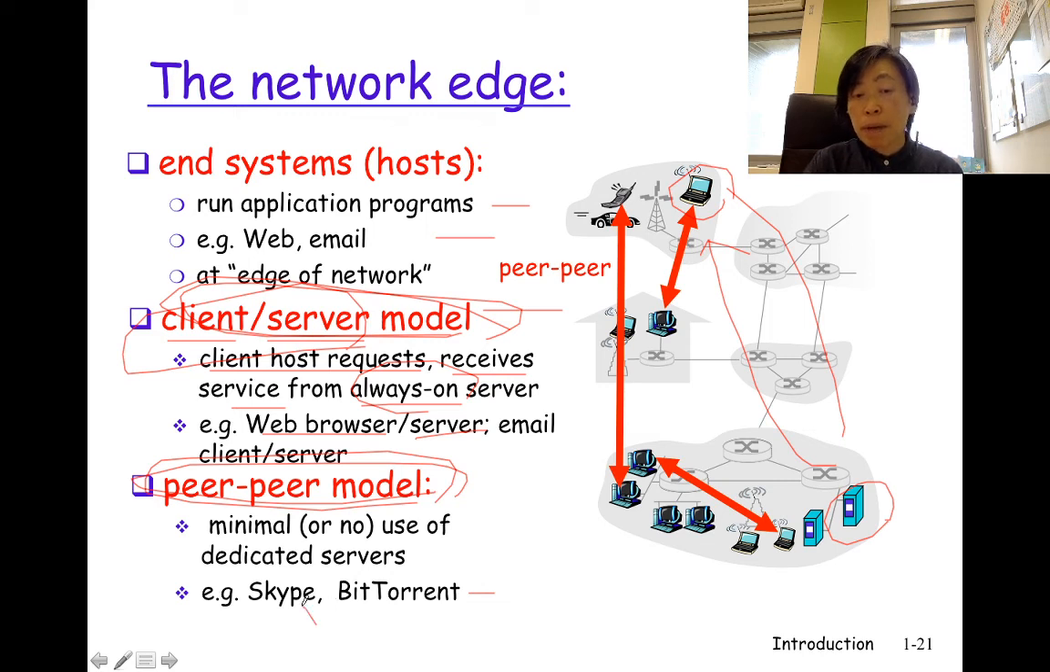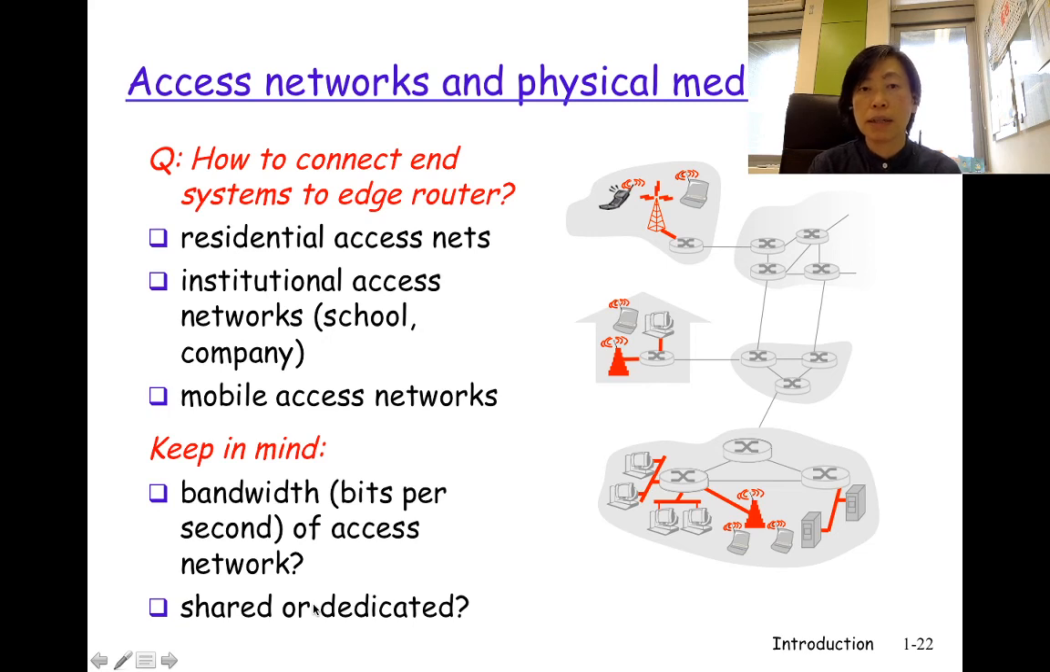And Skype, this is VoIP. The way it sends voice as messages is very peer-to-peer. So we'll learn about these a bit more in the semester later. Now, end systems, they work in two different models. The end systems need to get through these access networks before they can interact with each other using different models. So access network is the next topic.